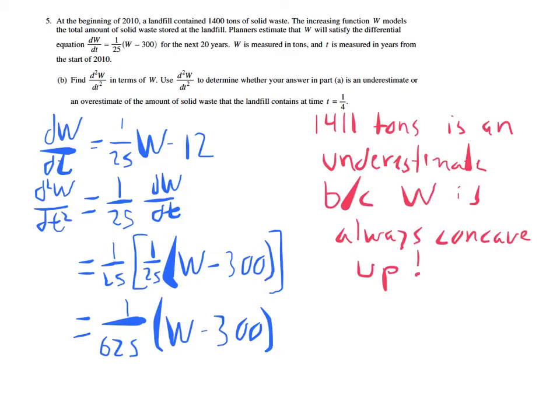Just for a little picture so we can see why this is happening, if you have a concave up function and then you look at the tangent line, that's always going to be underneath. Whereas if you had a concave down function and then look at the tangent line, that tangent line will be up on top, which would give you an overestimate. So the second derivative can tell you whether a tangent line estimate is an under or overestimate, and that's nice. All right, on to part C.